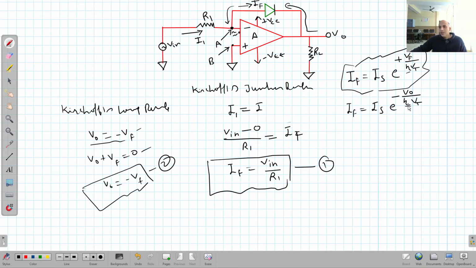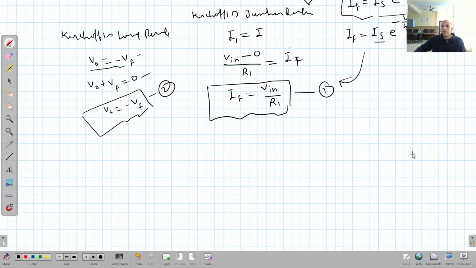Now, eta, as I told you, is a constant, right? And Vt is the thermal equivalent of the voltage, and IS is the saturation current. This is equation number 3. So if I compare equation number 3 with equation number 1, then I get V in upon R1 is equal to IS into e raised to power minus V output upon eta Vt, right?